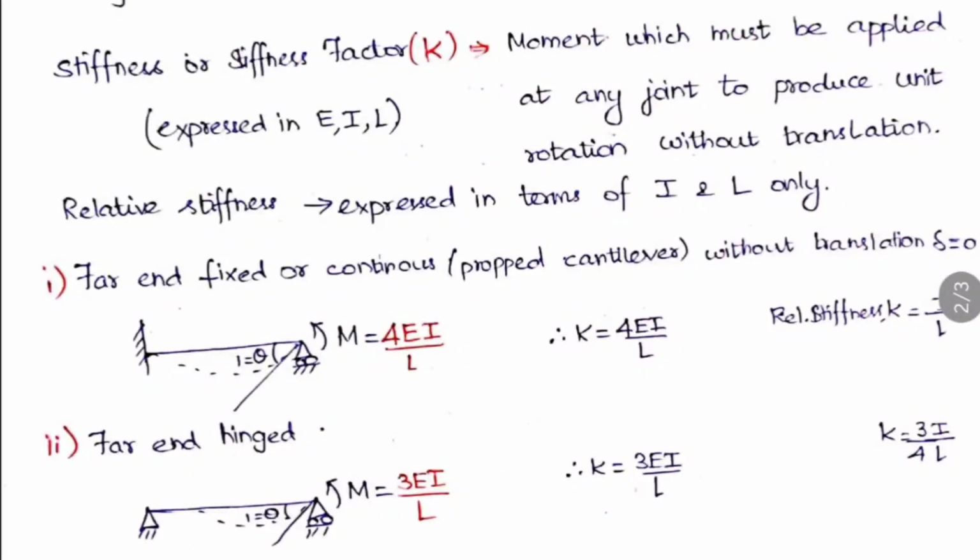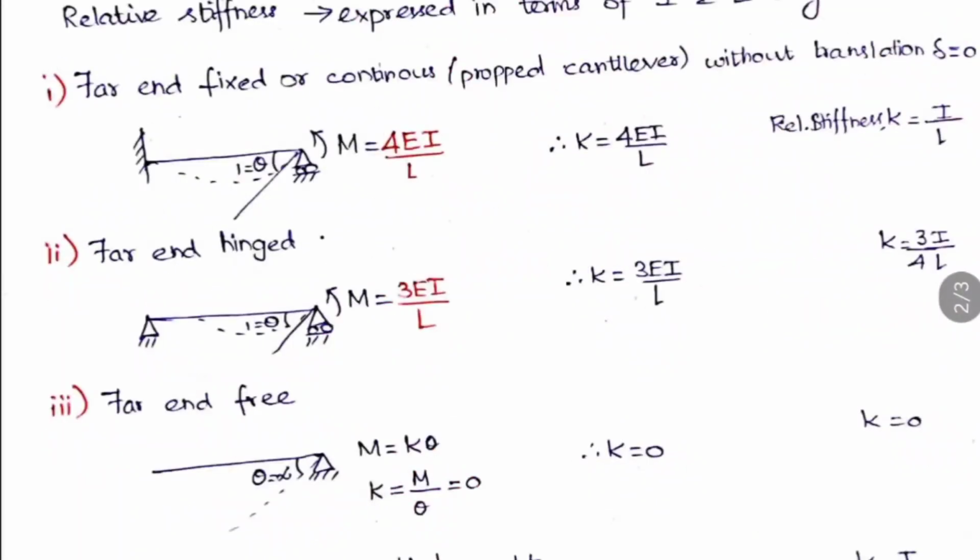Whereas the relative stiffness will be expressed in terms of I and L only. We don't use the E factor there. So this also we'll be seeing for different cases. If you take the case when the far end is fixed or continuous, that is the case of a propped cantilever, without translation, that is, deflection is not there, then the moment will be 4 EI by L. So the K value is 4 EI by L.